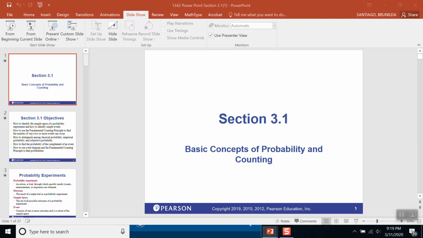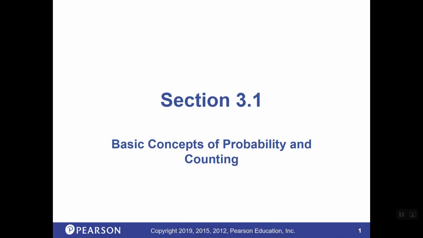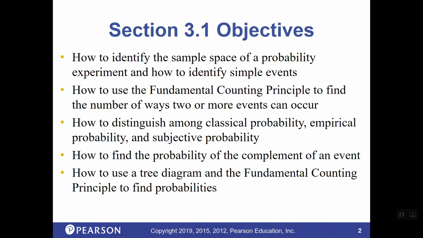Hello everyone, we're going to go over chapter 3, section 3.1, and in this section we're working on the basic concepts of probability and counting. There are several objectives in this section. You're going to learn how to identify the sample space of a probability experiment and how to identify simple events.